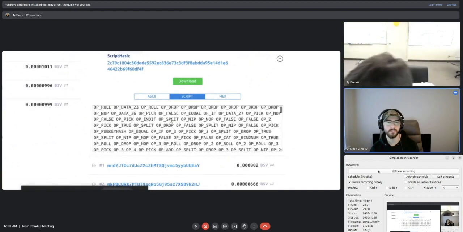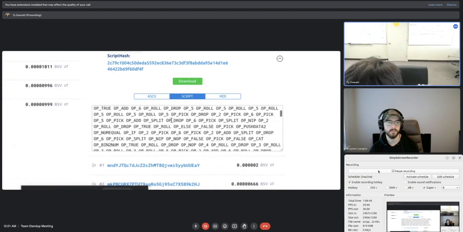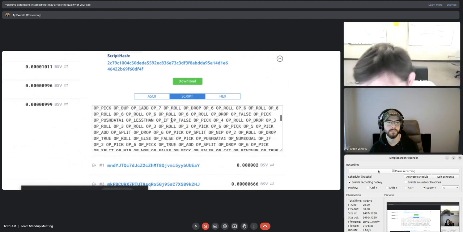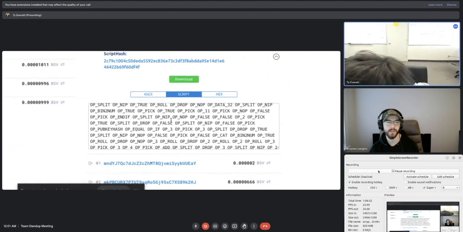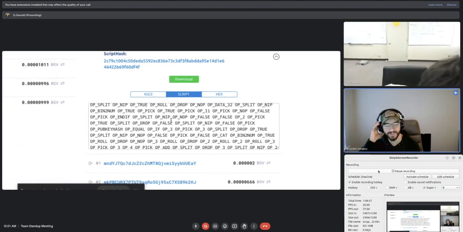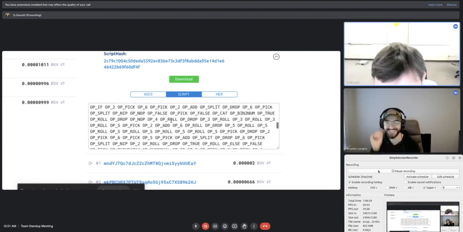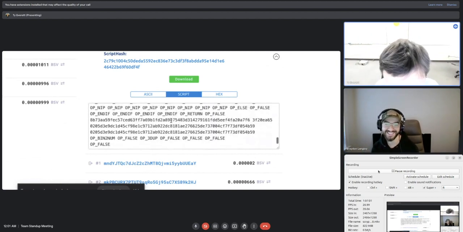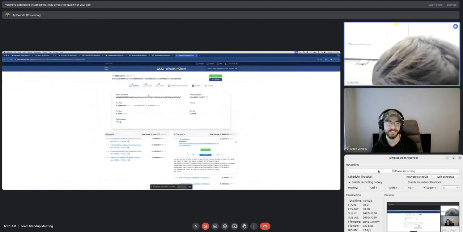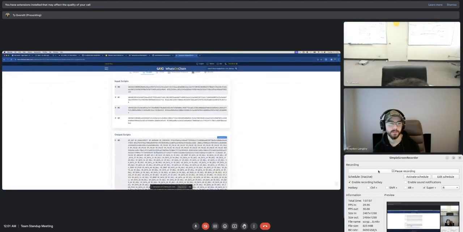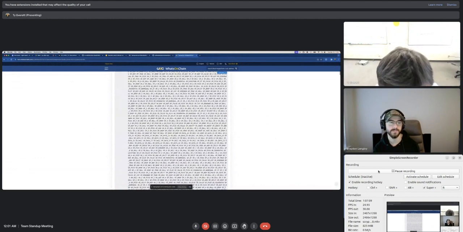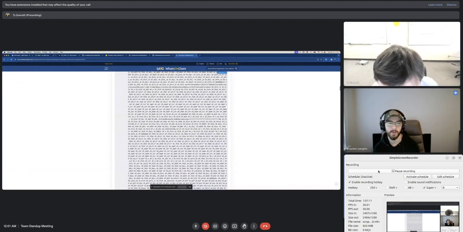And it goes on. Wow. Split, nip, knock, false. You can go through that line by line, right? Yes. And let's actually show really how large this is if I go to the scripts tab. Yeah. Wow. And so this is all shareways.